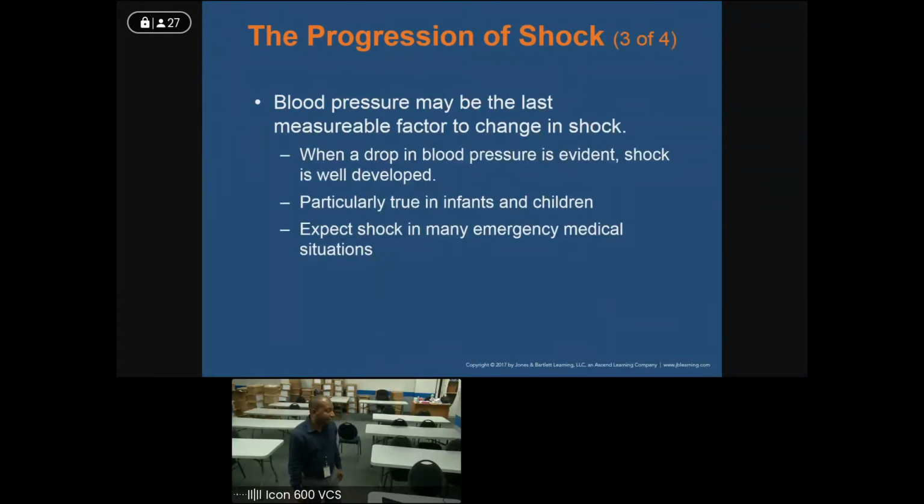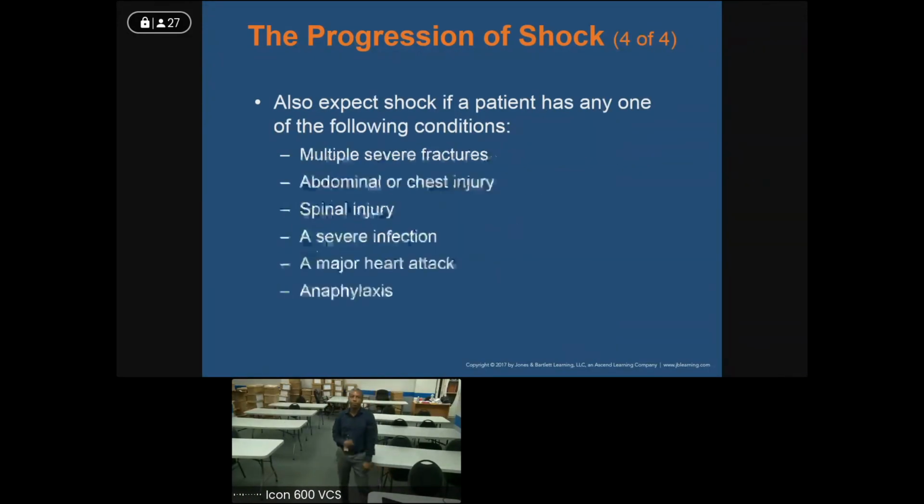So when the blood pressure starts to drop, that's a late sign. It's not an early sign, it's a late sign because the body will be compensating all the time. Once the blood pressure is low, that means it's decompensating. It's a very late sign. Right? So these are some of the things that we have to be cautious about. When we see these injuries, we have to be very, very aggressive because it's suggestive of potential shock.